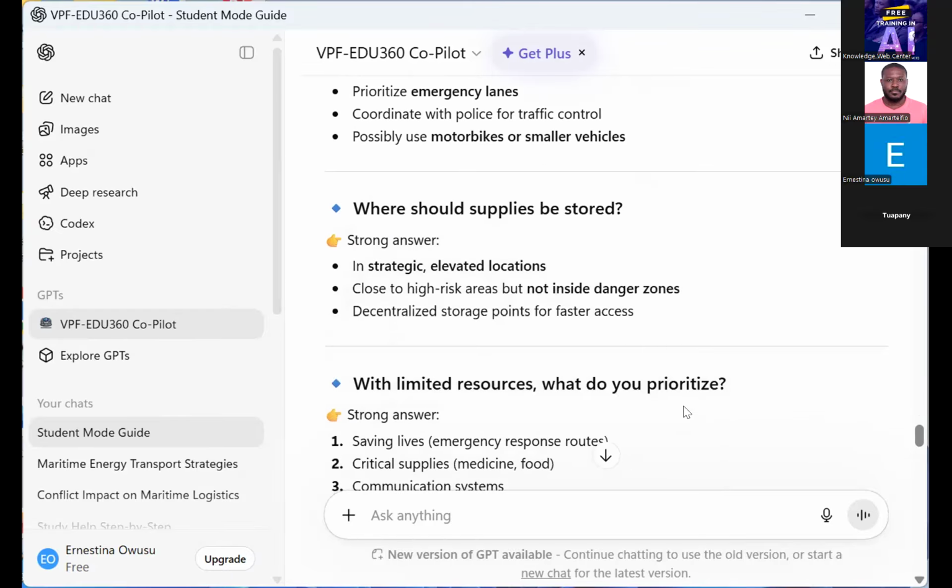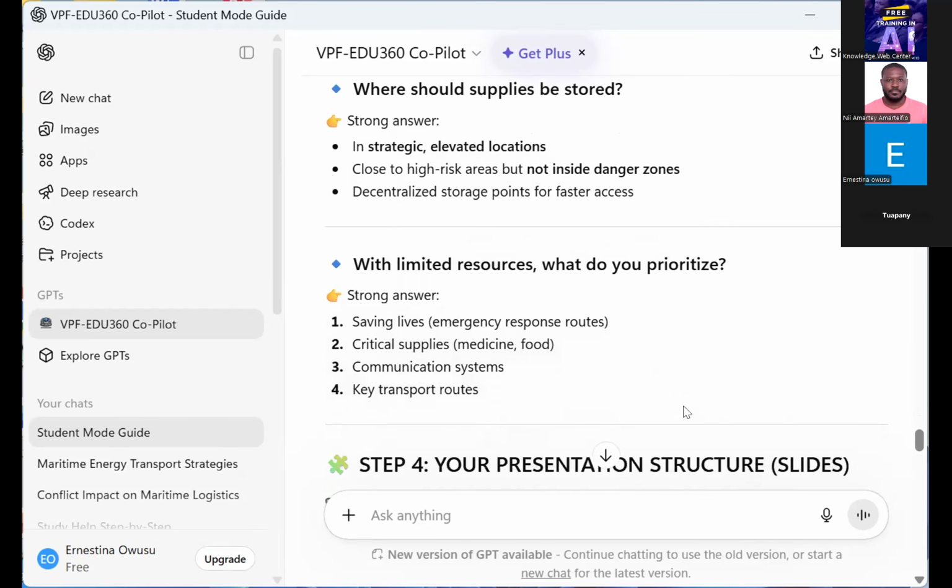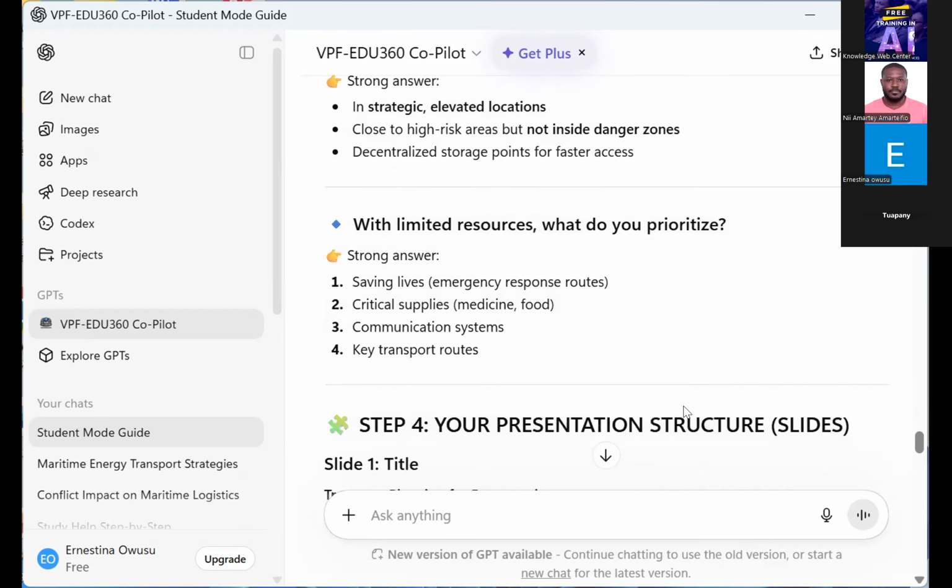Where should supplies be stored? In strategic, well-evaluated locations, close to high-risk areas but not inside the danger zone. Decentralized storage points for faster access. With limited resources, what do you prioritize? One, saving lives and emergency response routes. Critical supplies, medicine, food. Communication systems and key transport routes.